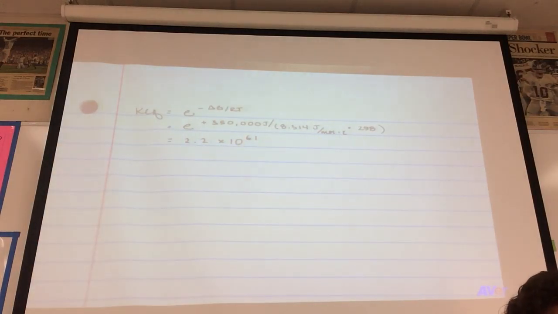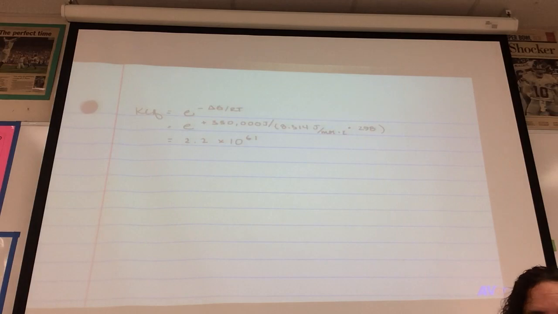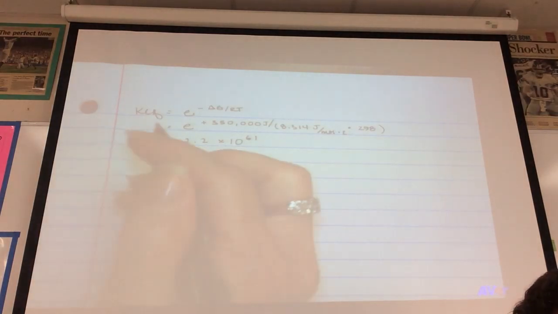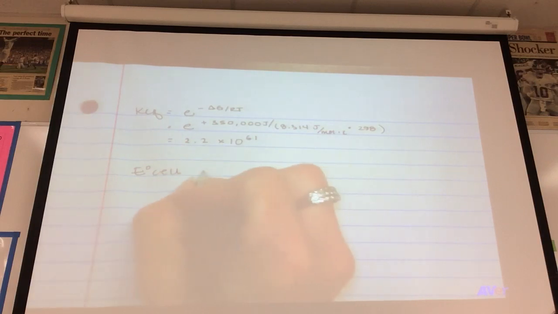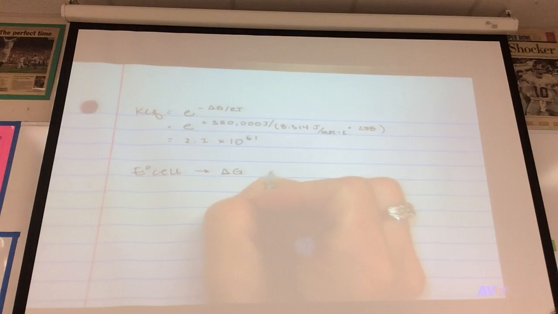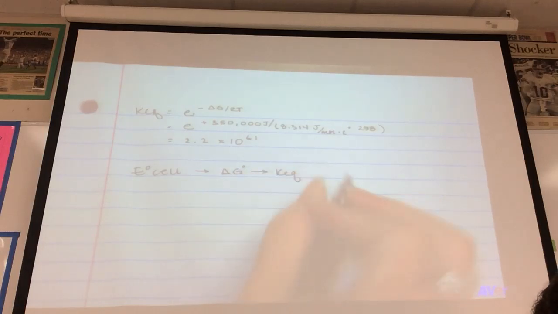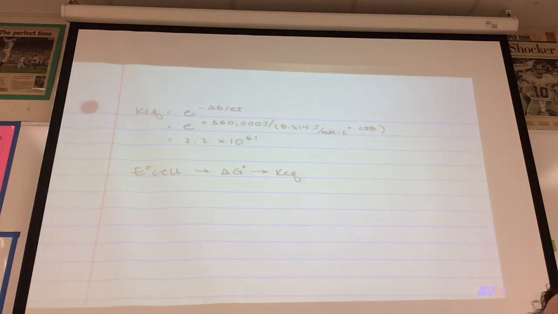And for a voltaic cell, Keq will be greater than 1 because you have a thermodynamically favorable reaction. So you want to be able to get Ecell, as we talked about previously. You want to be able to calculate delta G, and now we want to be able to link it to Keq. There's all kinds of fun stuff you can do with it.